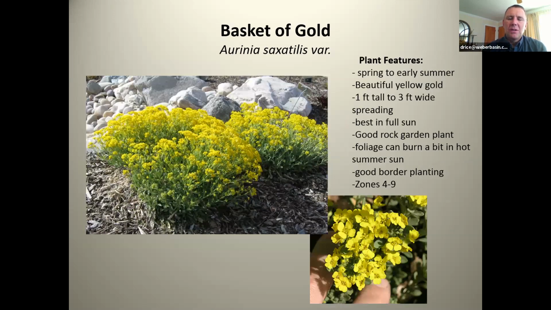Basket of gold. And now I've got the common name and botanical name on here if you want to look them up later. The basket of gold is a very early spring flower, it's spring to early summer. You see the picture there, beautiful gold, yellow. This one is an interesting one to me. I've thrown it in here because it's a great water-wise plant. The foliage is kind of a grayish green. Once the flowers are gone, the foliage is still interesting. It's a good rock garden plant.